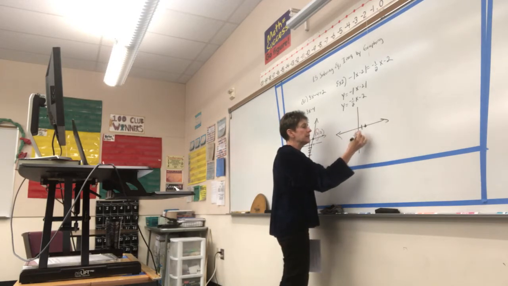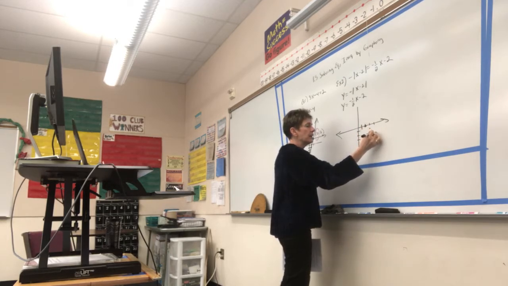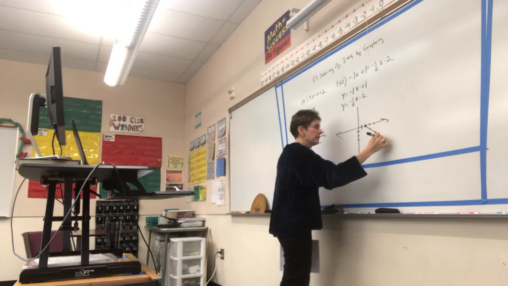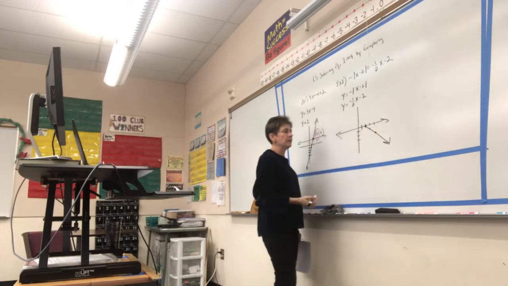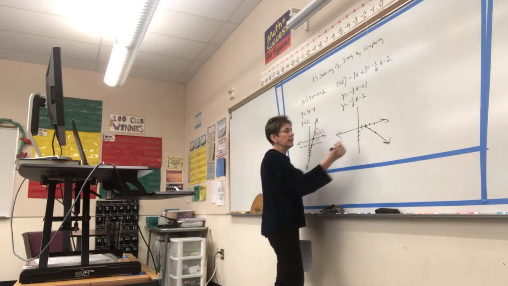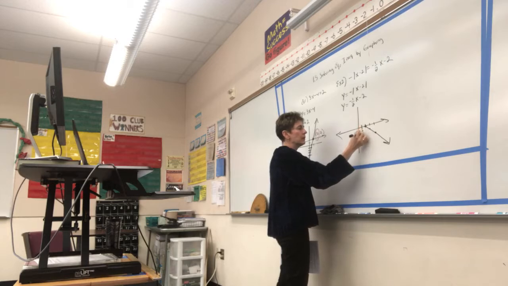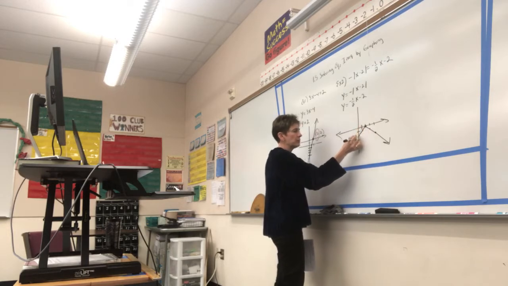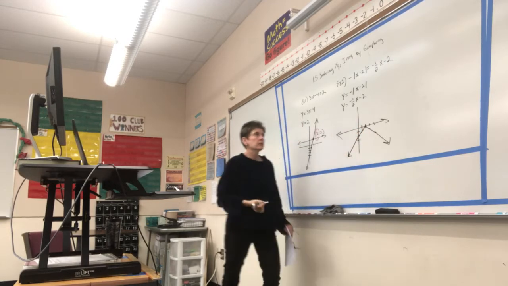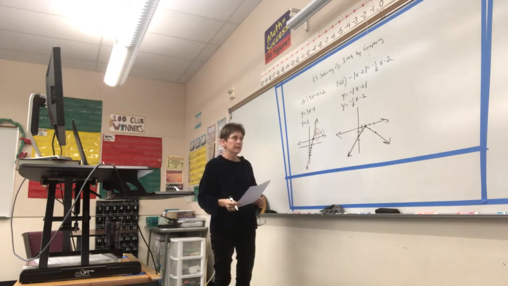So what that means is I'm going to go over 1 and down 1, and then over 1 and down 1 again to form this part of my absolute value function. And then I'm going to go back 1 and down 1 to do the other branch. So we've graphed the first equation.